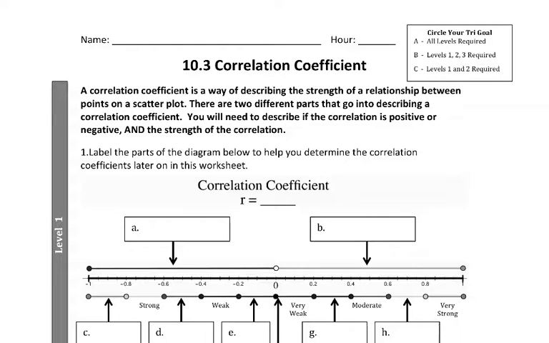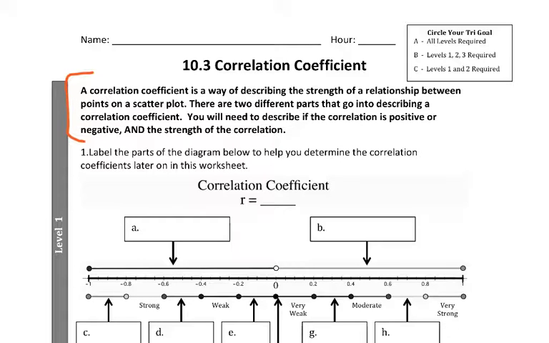Correlation coefficients can be very confusing for students, but I'm really hoping to help you out a little bit. So, a correlation coefficient is... Oh, hey, look, I forgot that I wrote it. It is a way of describing the strength of a relationship between points on a scatter plot.